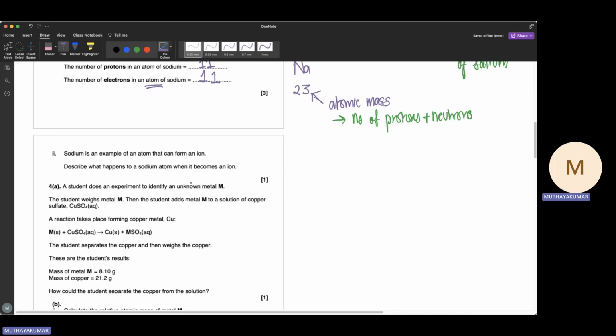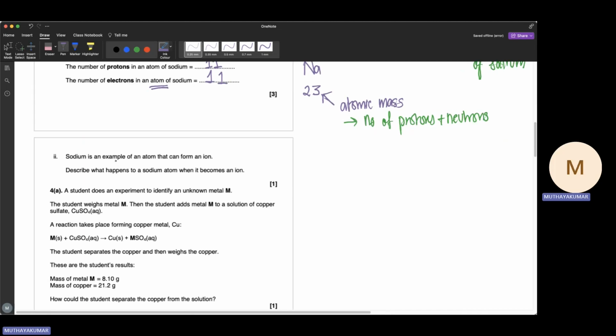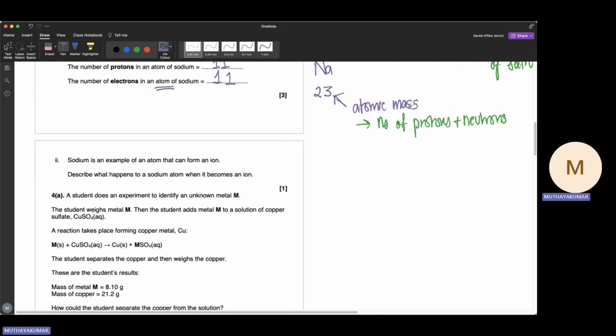Sodium is an example of an atom that can form an ion. Describe what happens to a sodium atom when it becomes an ion. Let's go over a couple of different things about sodium and this question. The first key term in this question is ion. An ion is a charged particle. Specifically, it's an atom after it's either lost or gained electrons.